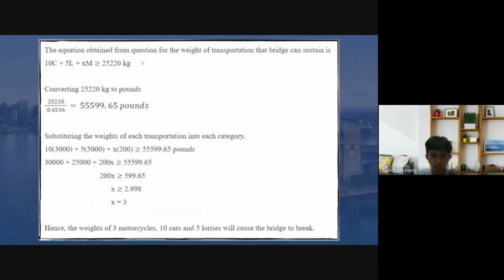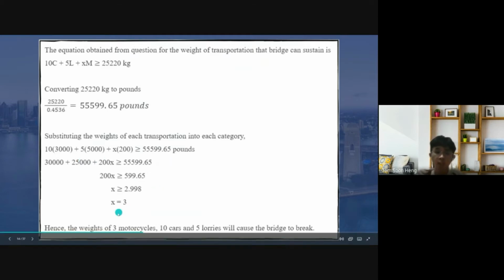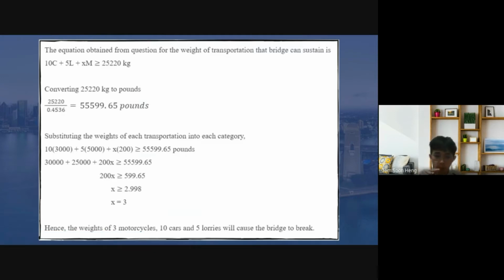The equation obtained from the question for the weight of transportation that the bridge can sustain is 10c plus 5l plus xm is larger than or equal to 25,220 kg. Since the question needs pounds, we convert the kg into pounds and get 55,599.65 pounds. Then we substitute the weight of each transportation into each category, and finally we get x larger than or equal to 2.99, so x equals 3. Hence, 3 motorcycles, 10 cars, and 5 lorries will cause the bridge to break.